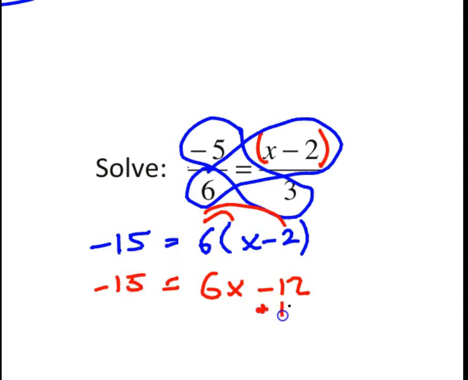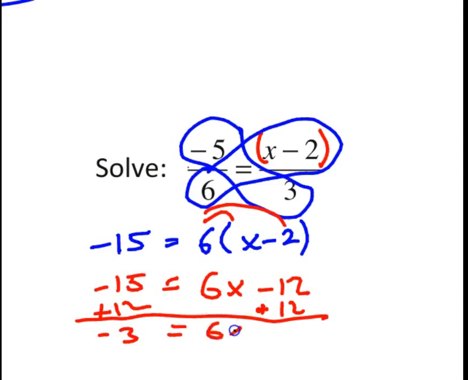And go ahead and add 12 to both sides. And then divide both sides by 6. Negative 3 is equal to 6x. So 6 times what is 3? You might be able to figure that out. That's a half. Half of 6 is 3. So we get x equals 3 over 6, which is equal to negative 1/2.